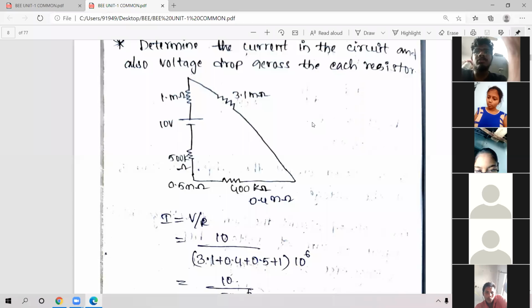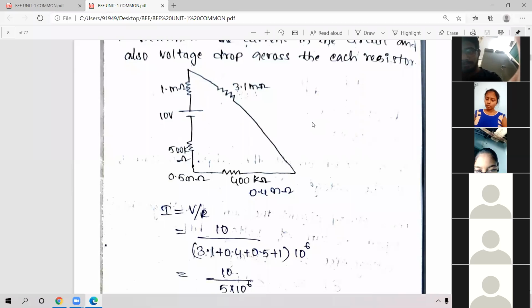Actually, the resistance is in kilo ohms. You convert that into mega ohms. Kilo means 10 power of 3. Mega means what? 10 power of 6. So you are going to get 2 into 10 power of minus 6. So you can see how you got I is equal to V by R.